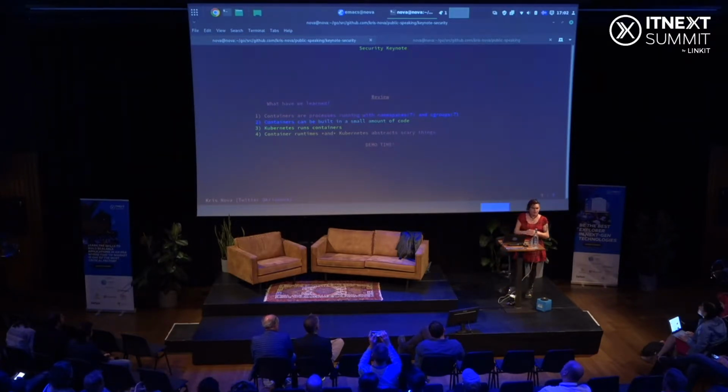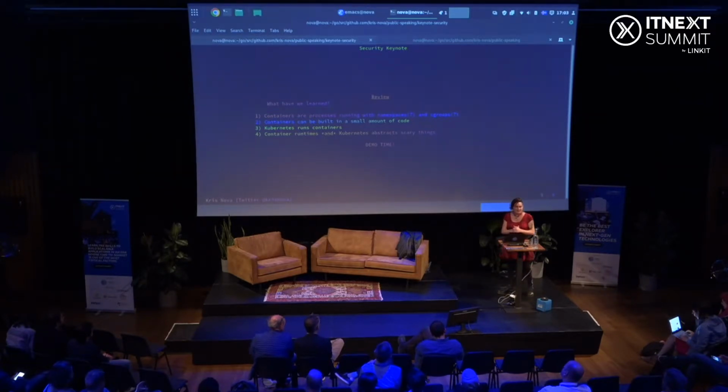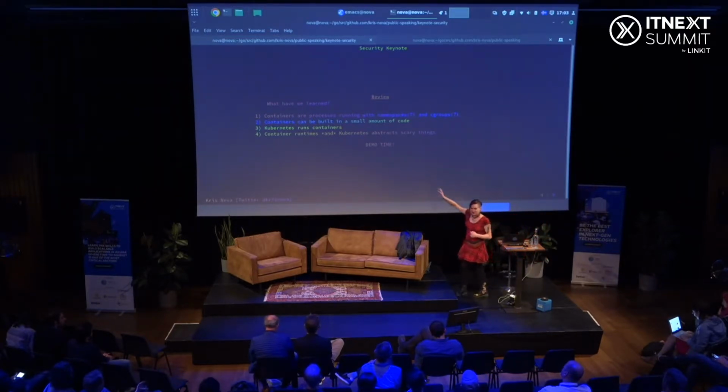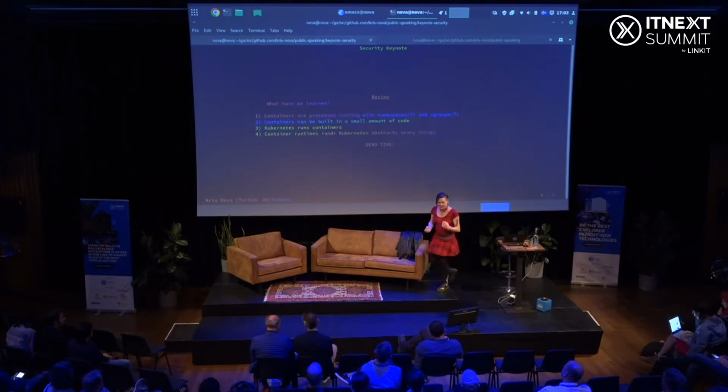All we really need to do is run bash inside of a clone function. And we've created a brand new bash shell that we have a TTY in, and we can do whatever we want, but it's constrained to the namespaces that we gifted it when it was created. And last but not least, container runtimes, which implicitly means Kubernetes, abstract all of these scary kernel things away in an effort to make it easier.